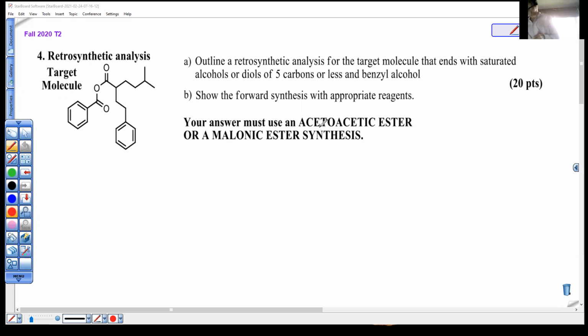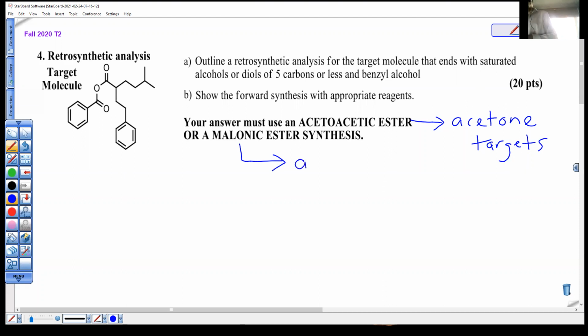You will be forced to use an acetoacetic ester synthesis or a malonic ester synthesis. I just want to remind you that that synthesis is used to make acetone targets. They must have acetone in them. Yours does not here. I'm pretty much just saying it out loud because you're doing a test that had carboxylic acid derivatives as a major topic.